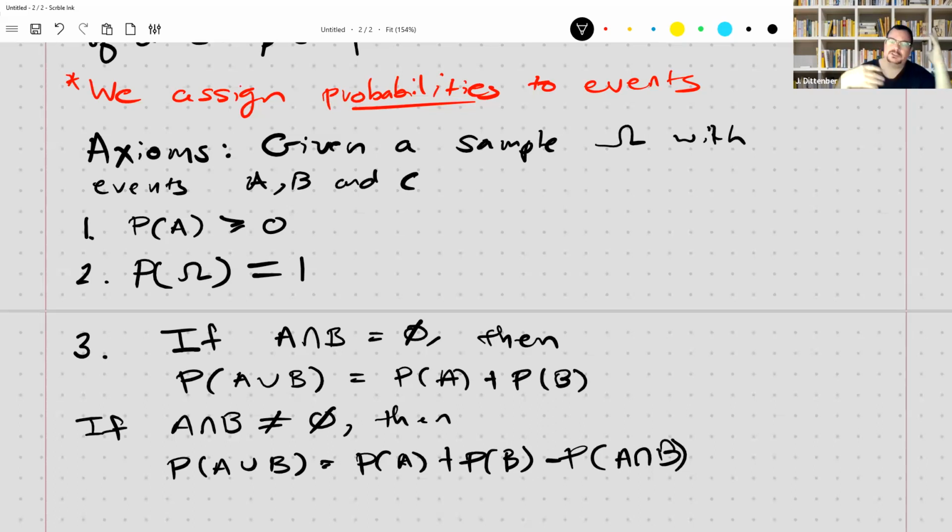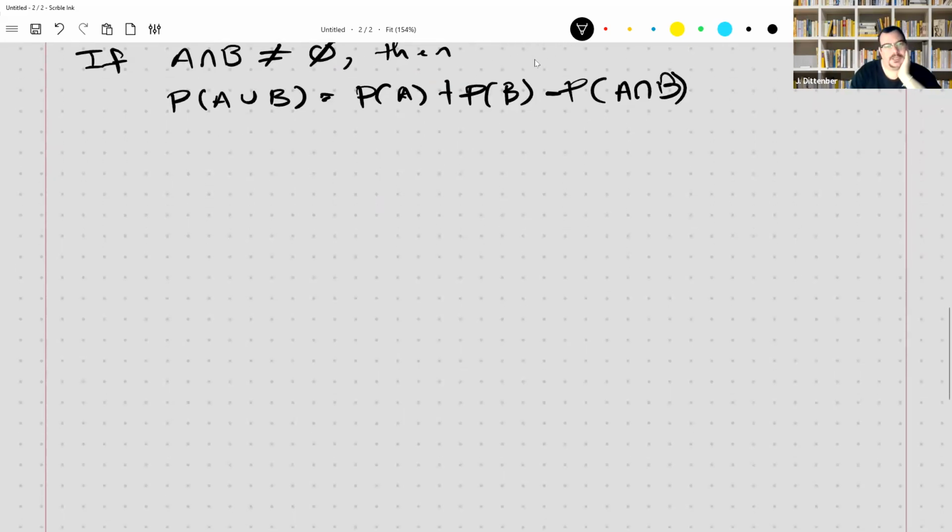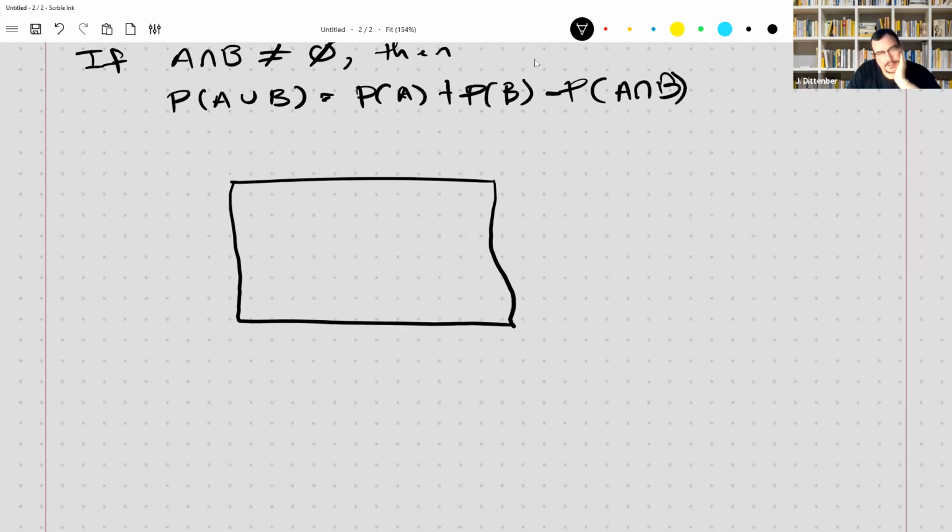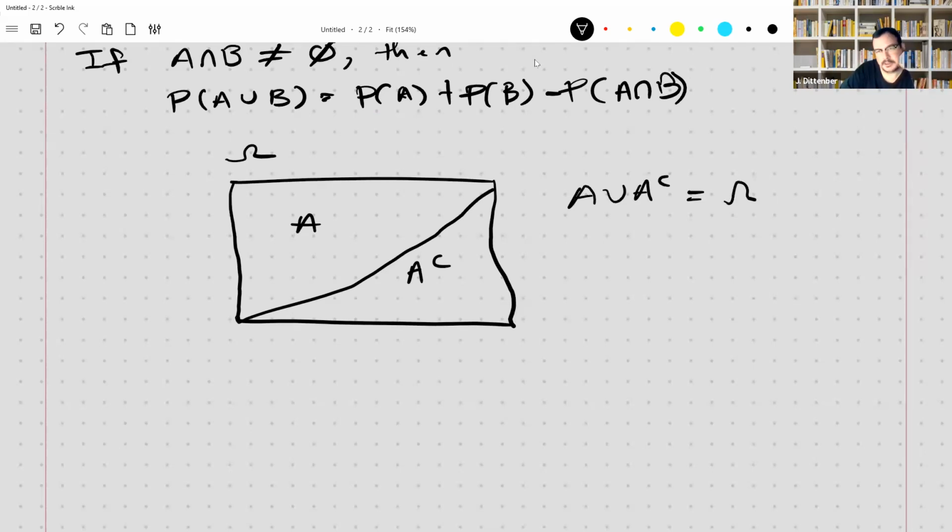Okay, so what have we established here with these axioms? We've established the possible values of the probability of the events in the sample space. Okay, now how exactly have we done that? Let's think about a sample space that has only two outcomes. Our event will be the event A, and then we'll have over here the event that's not A. Okay, so clearly if this is omega, then if I take the union of A and not A, I will get the entire sample space.